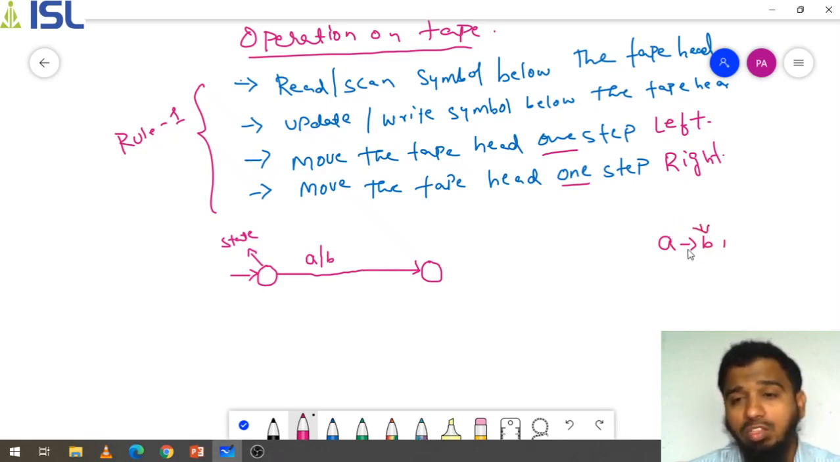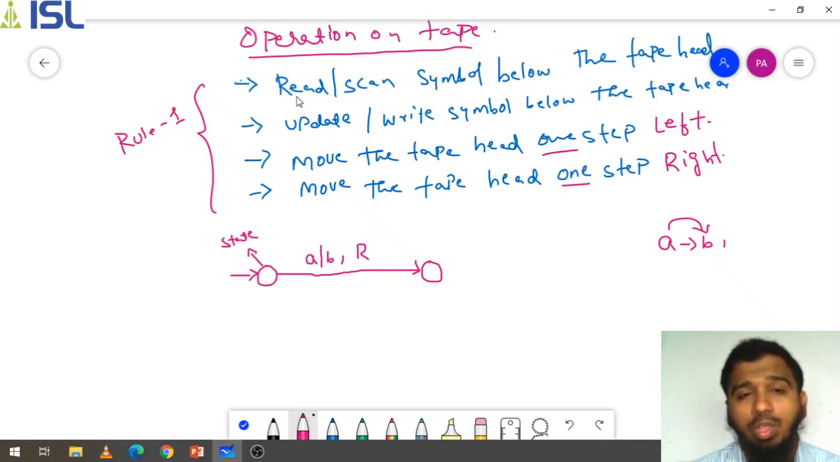In place of this, in some of the readers you can also find it like this, because of that I am writing this. And here R. What does it mean? When in this state the value is A, the terminal is A for example, that should be replaced with B, comma R, right, means move to right.